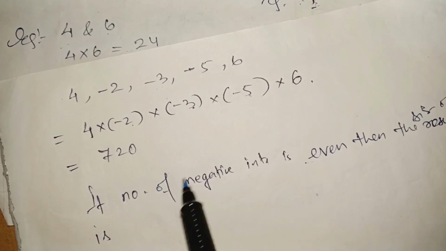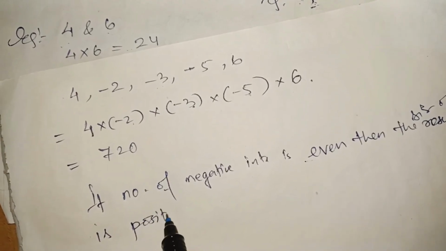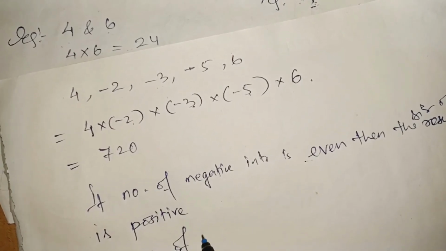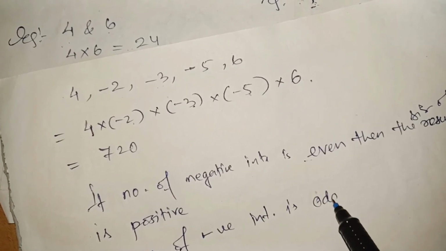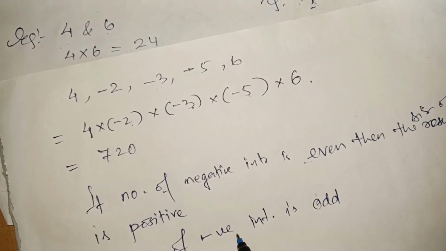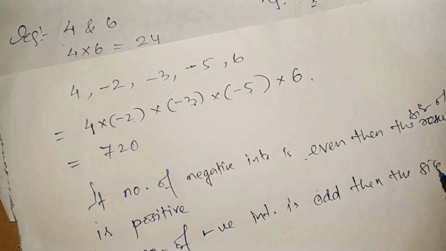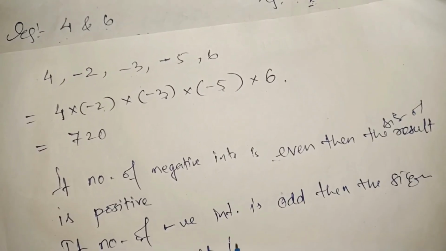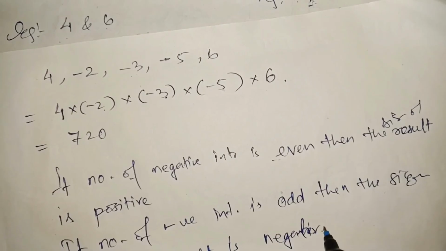If it is even, then the result will be positive. But if the number of negative integers is odd, then the sign of the end result is negative. Let us see how.